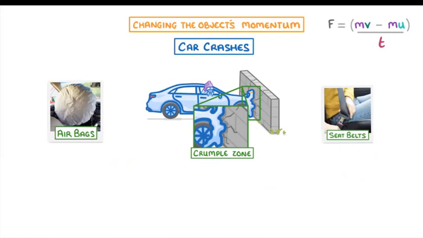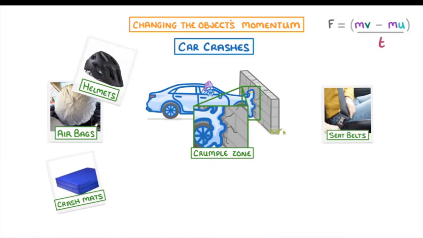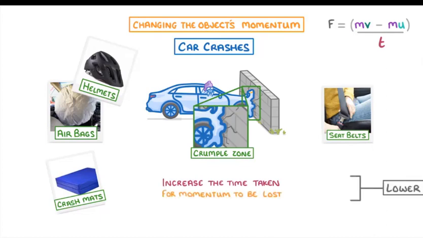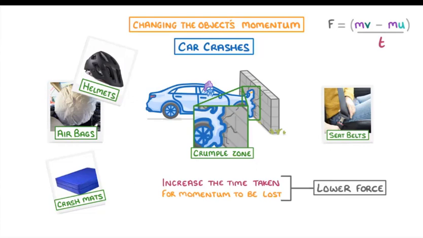Lots of other safety systems work in a similar way, for example, helmets or crash mats. The key thing to remember is that all of these increase the time it takes for the momentum to be lost, which results in a lower force acting on the person, and so reduces the risk of harm.